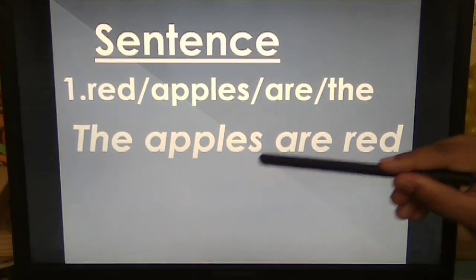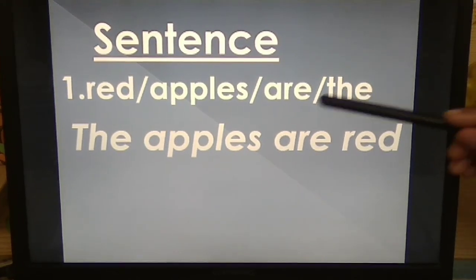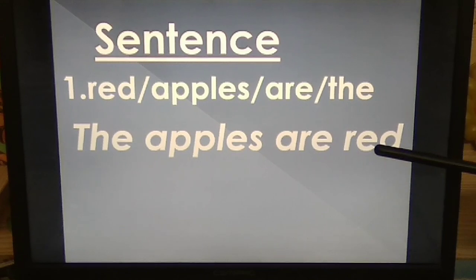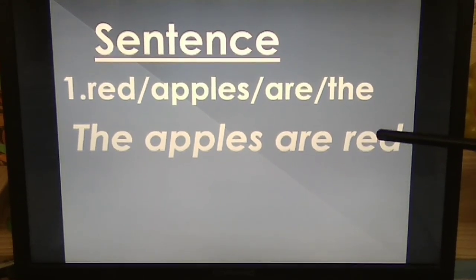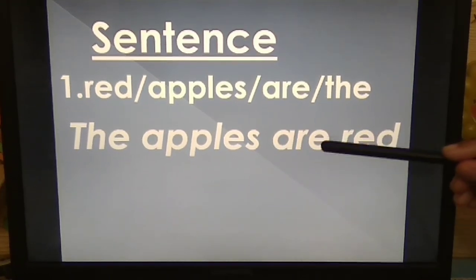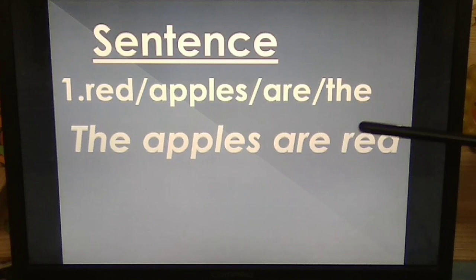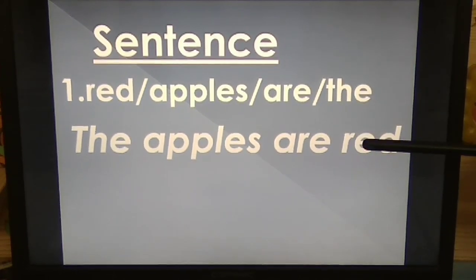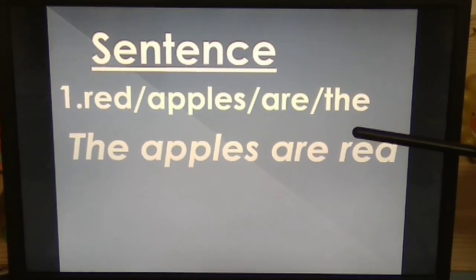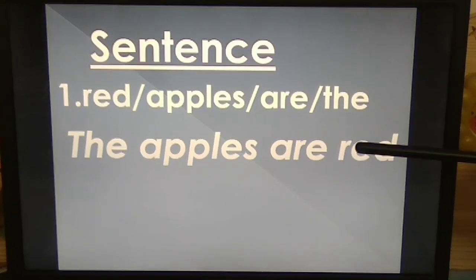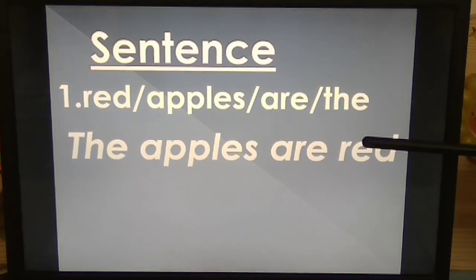The apples are red. Here the words are same, but they are put in the correct order. The apples are red. So they are giving you the meaning. Now you have understood what is a sentence. A sentence is a group of words that gives you a complete sense. That is called as a sentence.